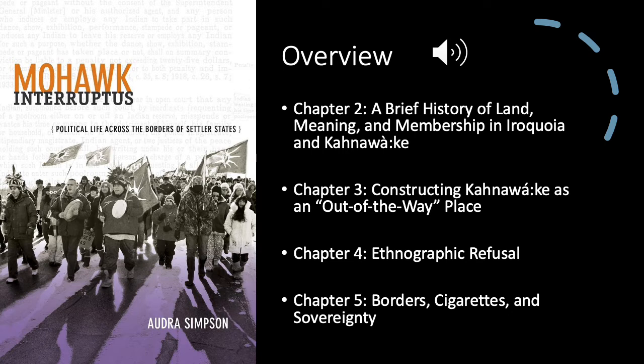Chapter 5 brings us back to territory, borders, cigarettes, and sovereignty. This is the most ethnographically rich chapter in the book, and so I'm happy for y'all to focus on this chapter if you're struggling with other parts of it. This is a chapter that really focuses on border crossing and the conflicts that happen as Mohawk peoples cross the U.S.-Canada border.